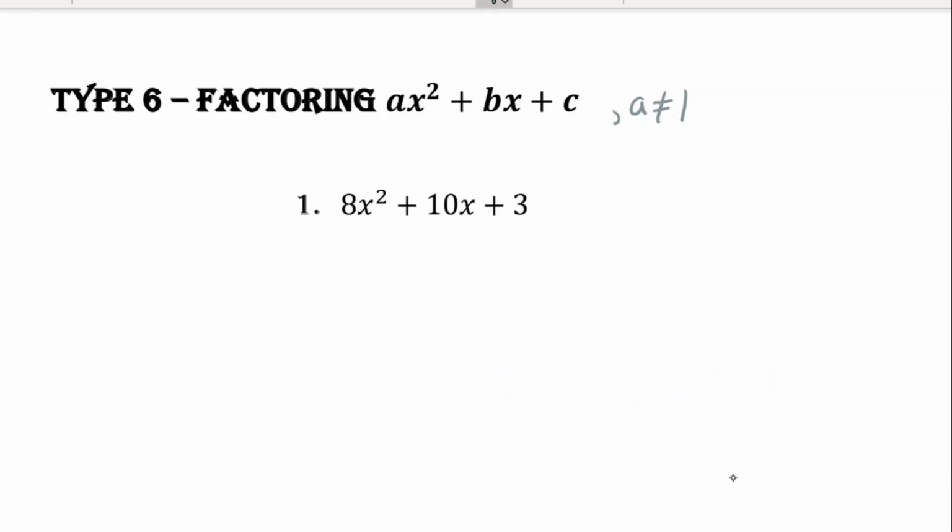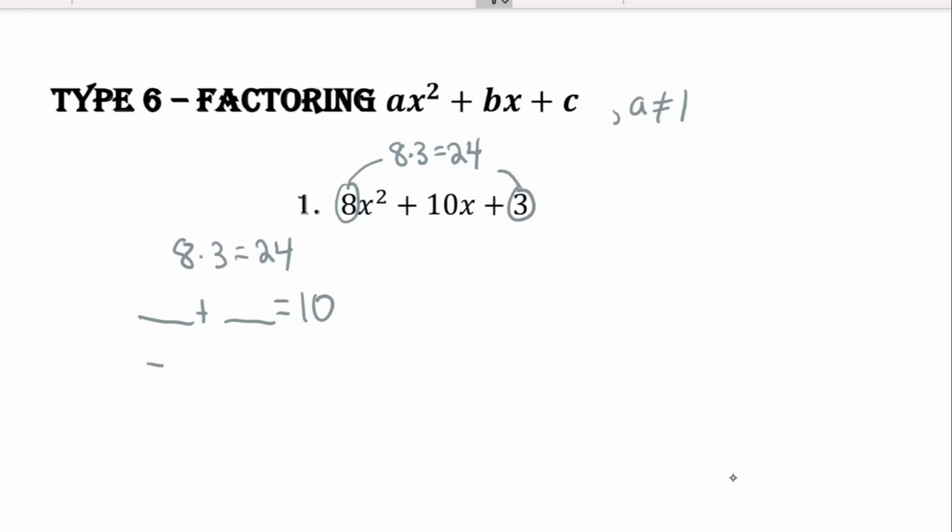In this situation, we need to first go 8, our first thing right here, times our last number. So we've got 8 times 3 gives me 24. So I'll just use it right here. We're going to use that for when we add up. Once again, like before, we're going to equal our middle term of 10. But then we need to multiply, not to be 3 anymore, but this 24.